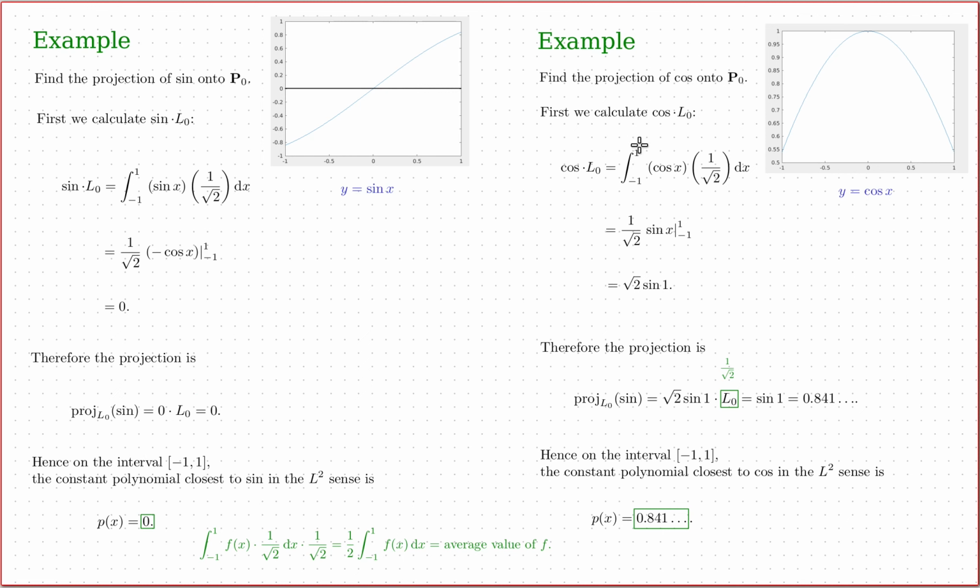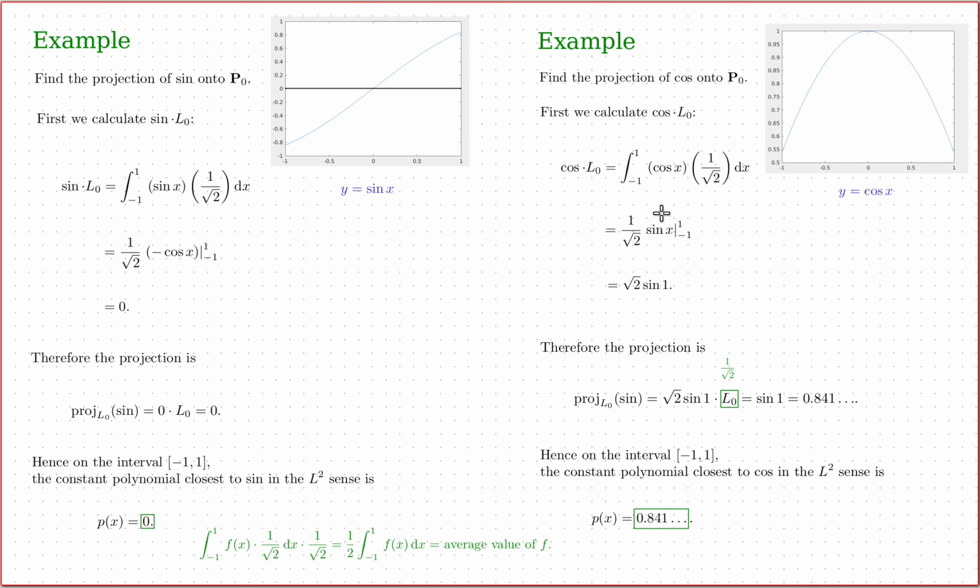Okay, let's try it with cosine. Maybe we'll get something a tiny bit more interesting if we do it with cosine. So here's the cosine function on the interval from -1 to 1. It is an even function, and in this case, cosine is always positive on both the left and the right side of the interval from -1 to 1. So the dot product is not going to be 0 this time. Okay, so let's compute that. The dot product of cosine dotted with L_0. So the integral of cosine x times 1 over radical 2, integrated from -1 to 1.